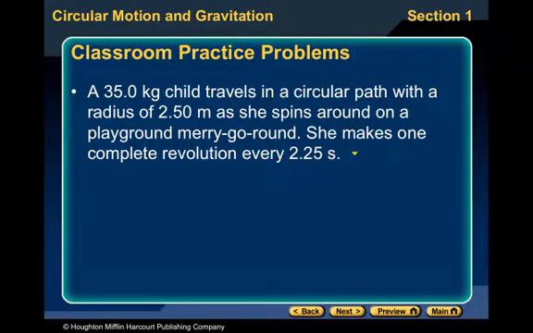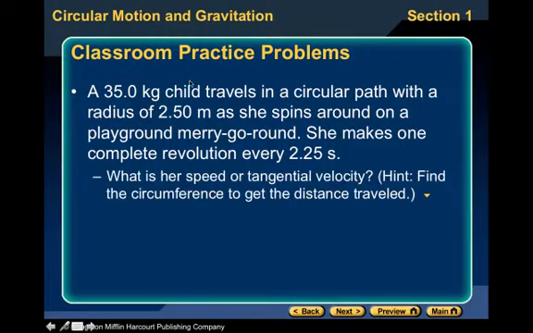So let's try a couple problems together, and then you can work on your other assignments. A 35-kilogram child travels in a circular path with a radius of 2.5 meters as she spins around on a playground merry-go-round. She makes one complete revolution every 2.25 seconds. What is her speed or tangential velocity?